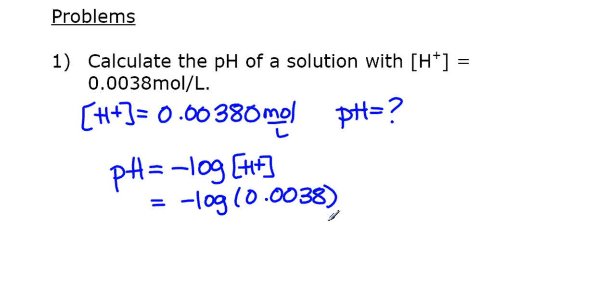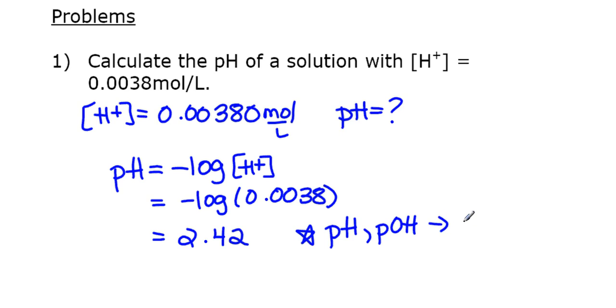If you're doing this properly and have everything set up on your calculator, it should be 2.42. Now you're probably thinking, wait a minute, what about significant digits? When we report pH or pOH, the standard is always to keep 2 decimal places, regardless of what significant digits tell us. So make a little note somewhere: when you're reporting pH, pOH, whatever it is, always use 2 decimal places.